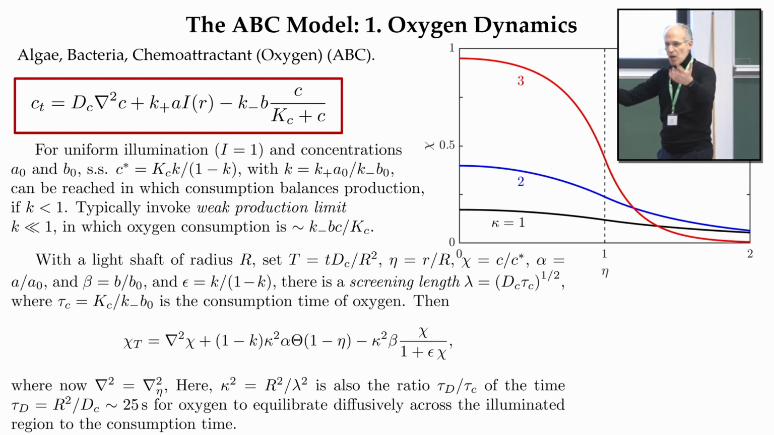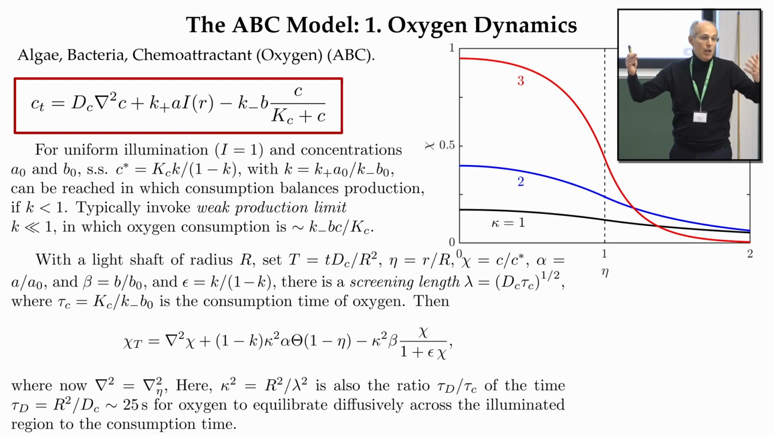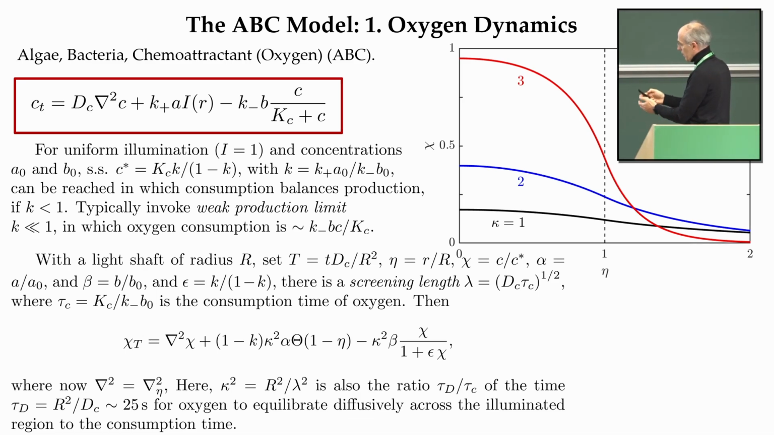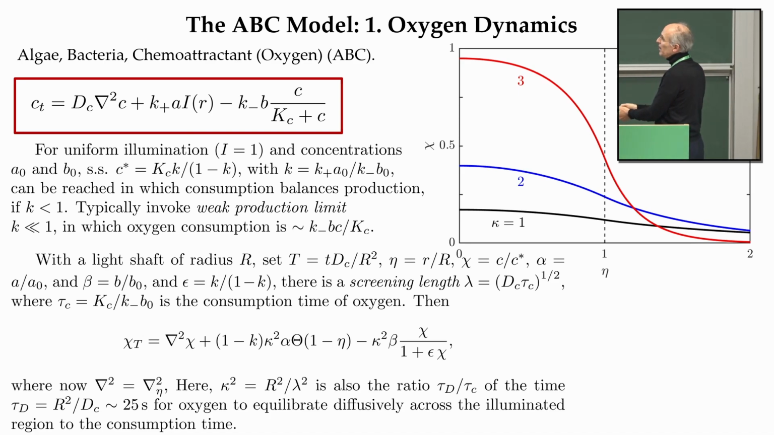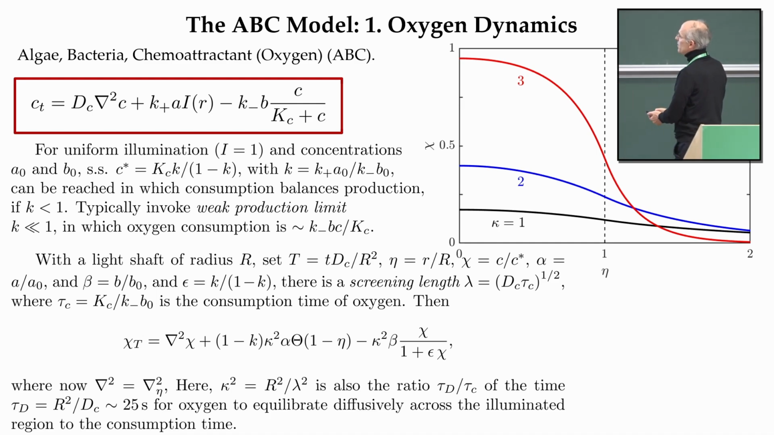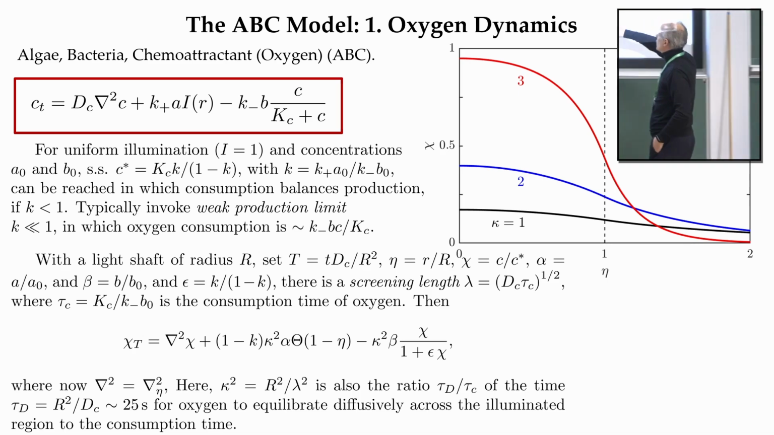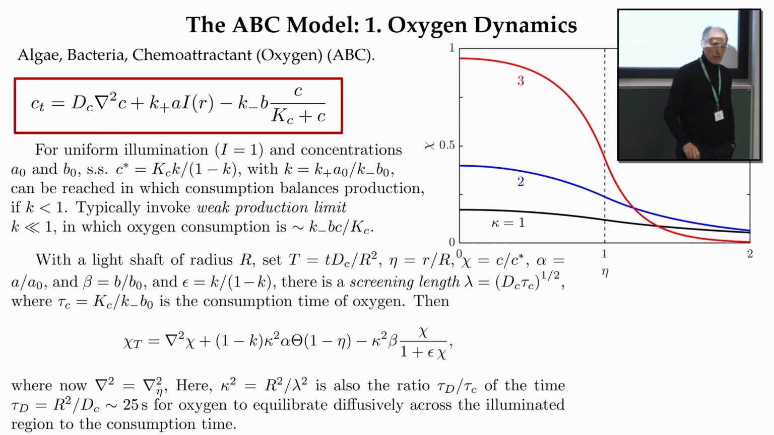But if your production rate is too high, then the bacteria can't keep up and you'll just flood the system with oxygen. But we're in the low production limit where the production and consumption are both limited in concentrations. Okay, so now you set up some light shaft with a radius r, and the natural thing is to scale time on the diffusive time for the oxygen to cross that region. Let's scale the space on that same distance, and scale the concentrations in terms of their initial values over this C star. Then you discover there's a screening length in the problem, which is the square root of the oxygen diffusion times the characteristic consumption time of oxygen.